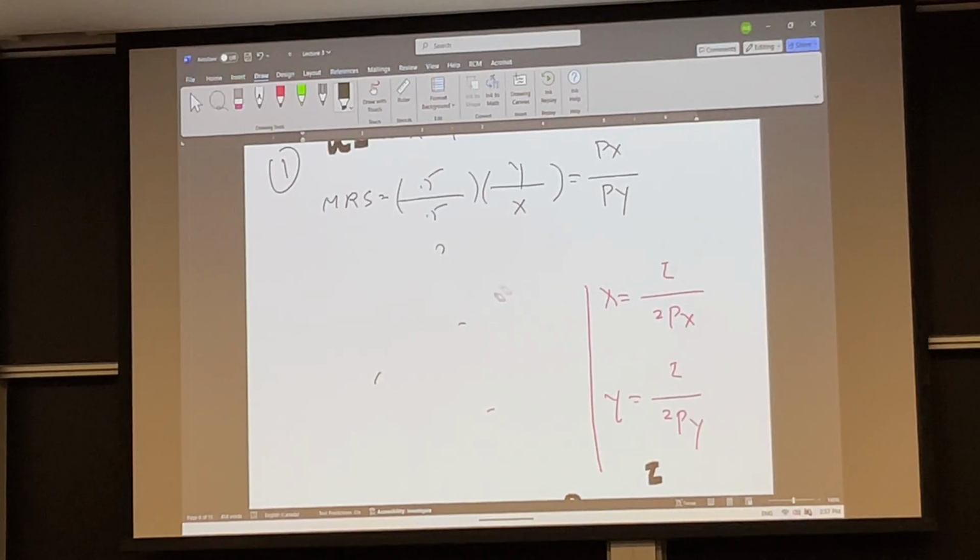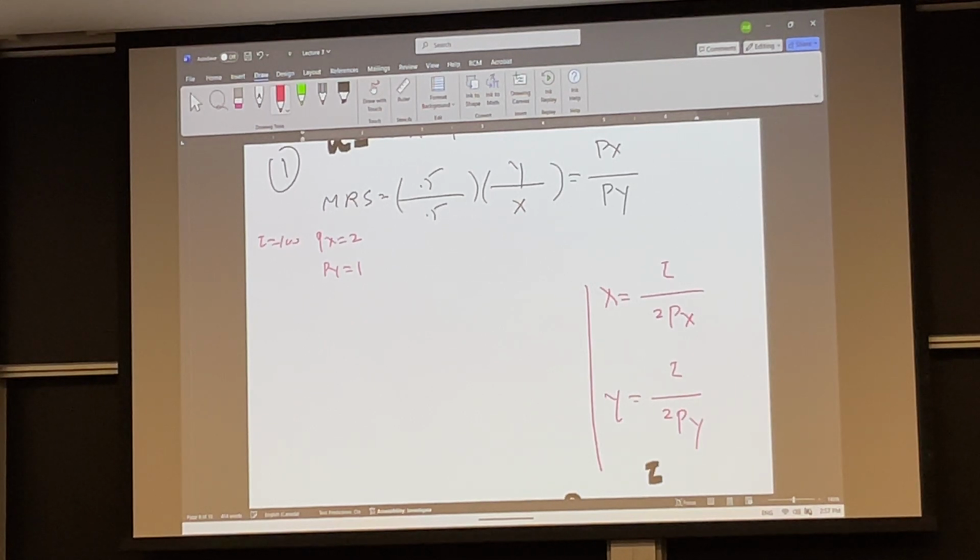So let me put numbers on it. Suppose price of X is 2, price of Y is 1, the income is always 100. What's the demand for X? What's the demand for Y? We call that initial bundle. How much the initial bundle will be? Lock the numbers in the demand, bundle. How much will demand for X?